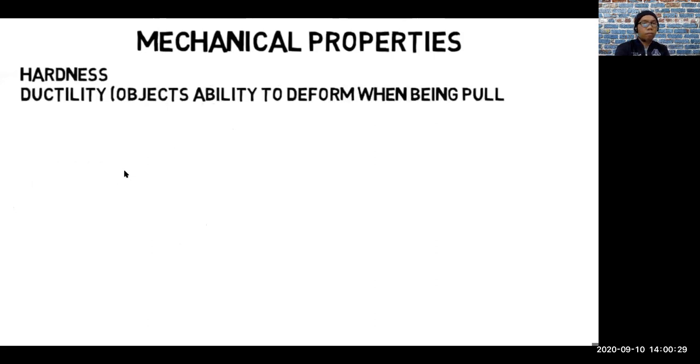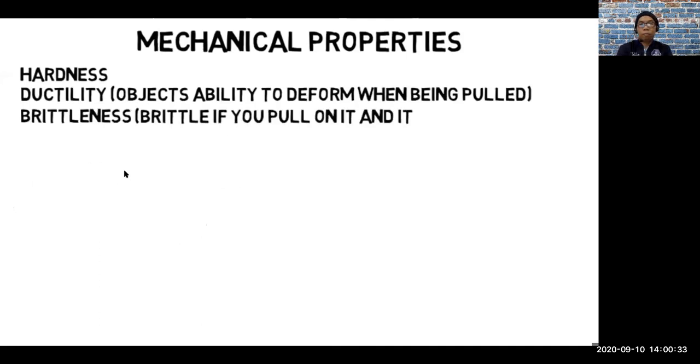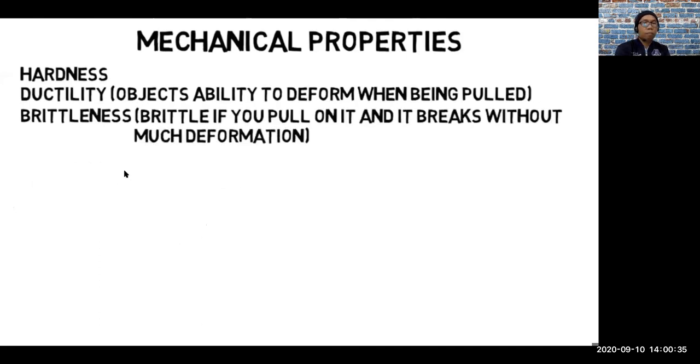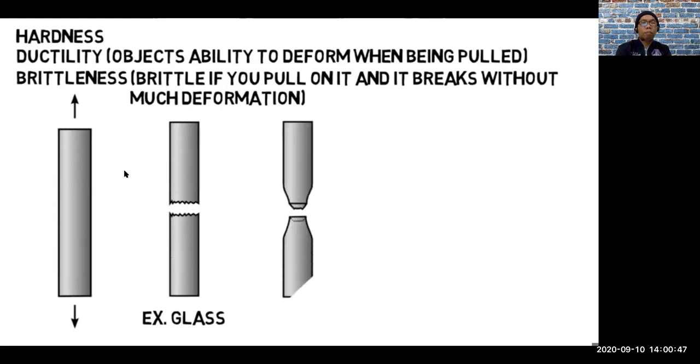Mechanical properties include hardness, ductility, or an object's ability to deform when being pulled, and brittleness, where a material is brittle if you pull on it and it breaks without much deformation. So if you have a material and you pull it, eventually it will break. If it's brittle, it will just snap. Glass would be an example of this. But if the material is ductile, it will actually be elongated and deform before totally snapping, and certain types of steel would be an example of this.